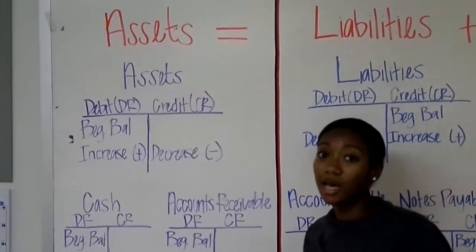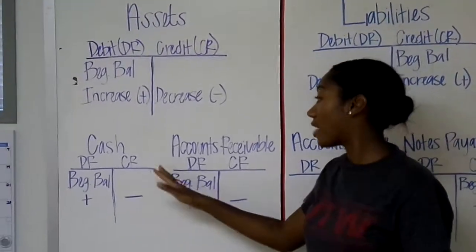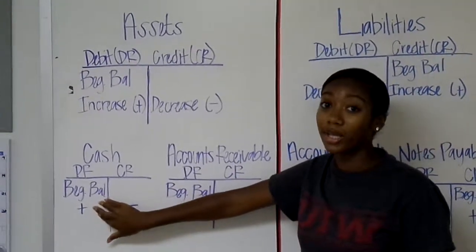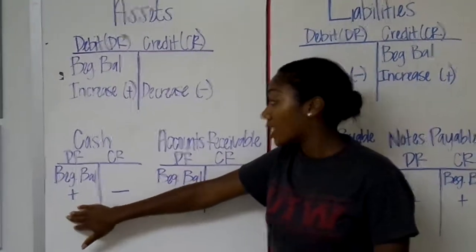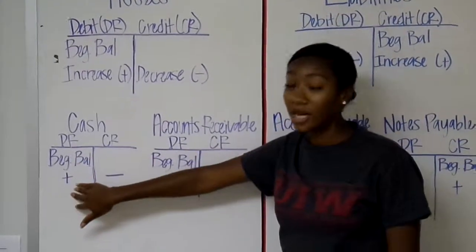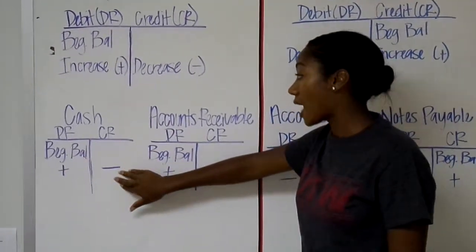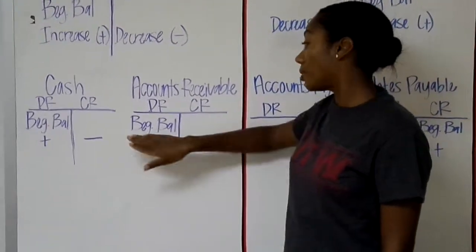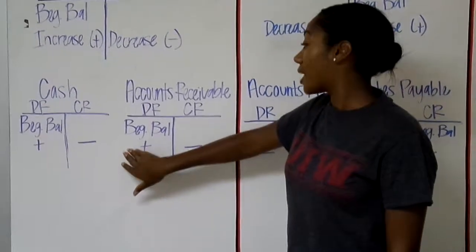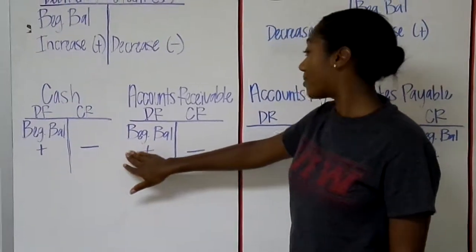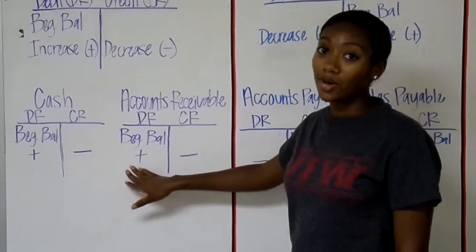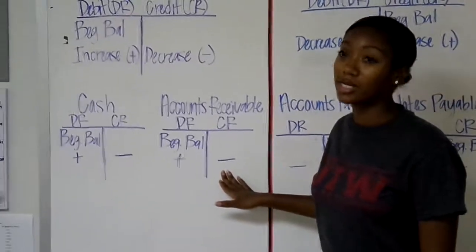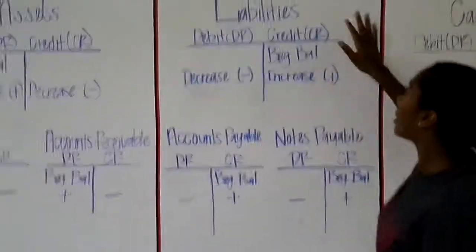Two examples of asset accounts are cash and accounts receivable. In cash, the beginning balance would be on the debit side, and any increase to cash would be on the debit side as well, and any decrease to cash would be on the credit side. The same goes for accounts receivable: the beginning balance is on the debit side, any increase is on the debit side, and any decrease to accounts receivable is on the credit side.